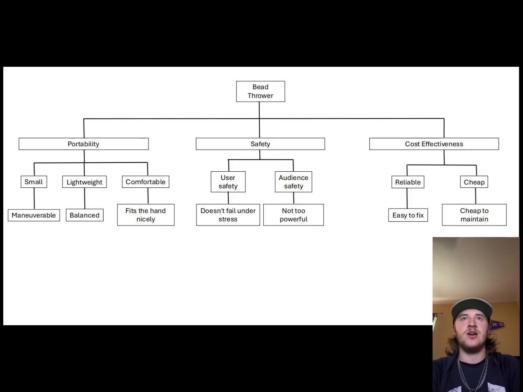And then those two split into, does it fail under stress, and it can't be too annoying to use. And then the last subscript would be cost effective. And this splits into two more, which would be reliable and cheap. And then these split into two more also, being easy to fix and cheap to maintain.